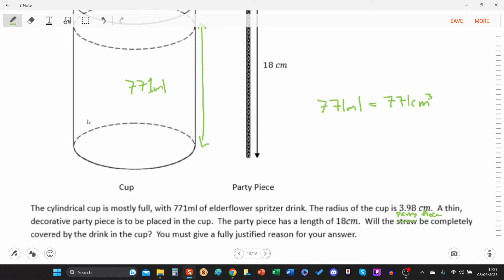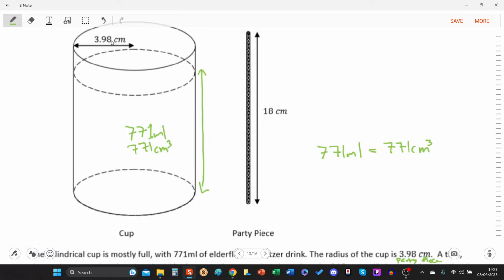So we have a volume already. This is 771 centimeters cubed. And in relation to our diameter there, we could find something useful. This expression for a cylinder would be pi r squared multiplied by the height, and this is our height in this case. That's the volume of the whole thing, and that we know is equal to 771. So h in this regard is 771 divided by pi r squared. So that's pi times the radius, which is 3.98 squared.